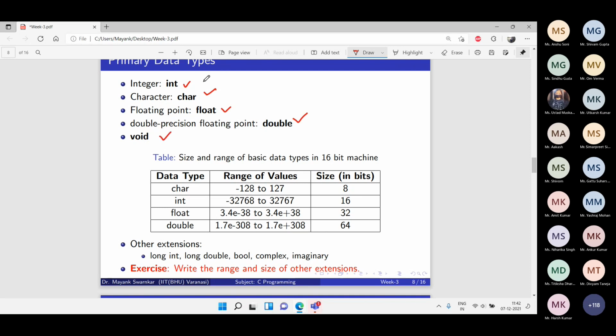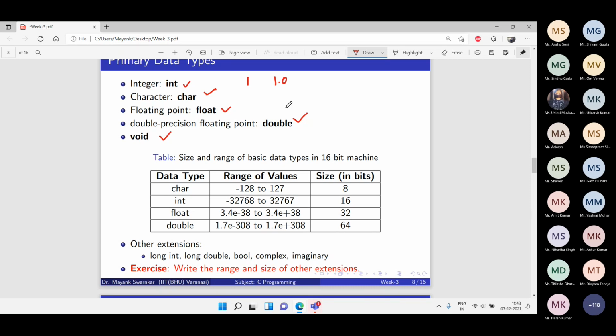Okay. Int means obviously we know all types of integers will come here. Char means all types of characters will come. Characters means a single character, either A or B or C or D, not A, B, C, D altogether. Then comes the floating point value. Float means anything which has decimal values. Like you can have an integer as 1, but if you want to keep 1.0, then it should be a floating point.